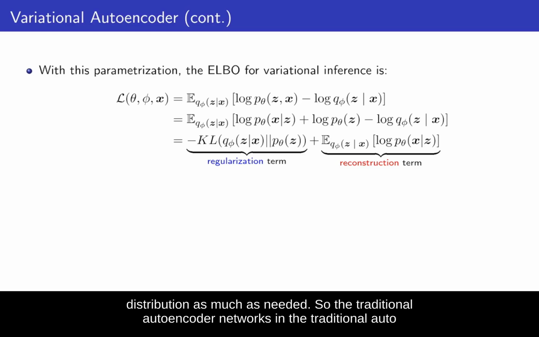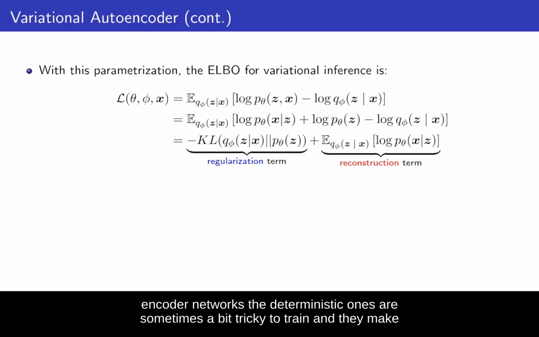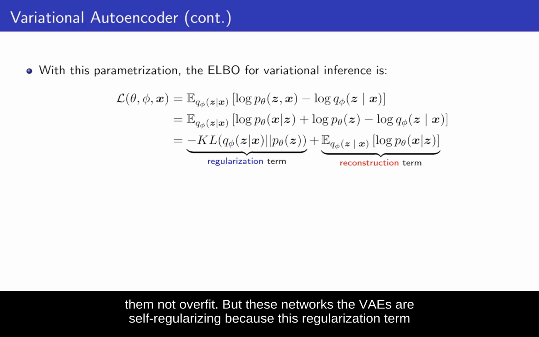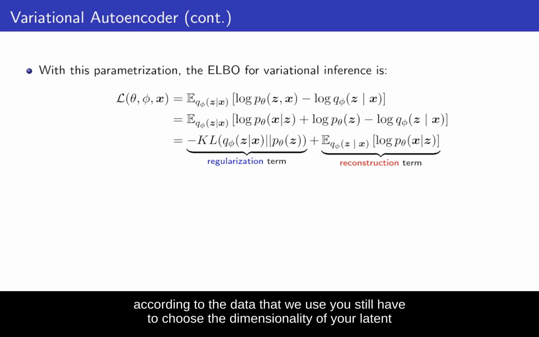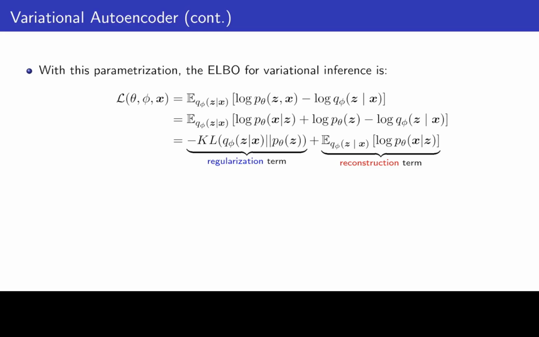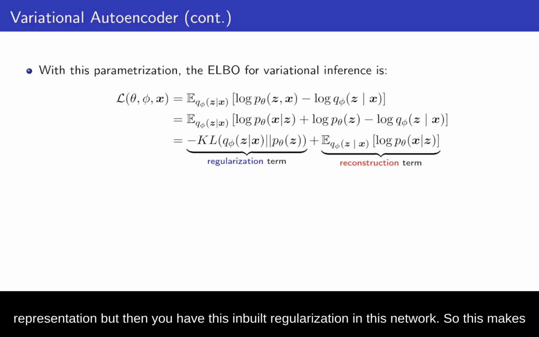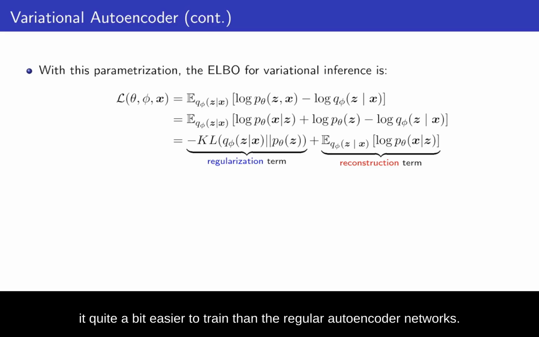The traditional deterministic autoencoder networks are sometimes a bit tricky to train, and to keep them from overfitting. But these networks, the VAEs, are self-regularizing, because of this regularization term. According to the data that we use, you still have to choose the dimensionality of your latent representation, but then you have this inbuilt regularization in this network. So this makes it quite a bit easier to train than the regular autoencoder networks.